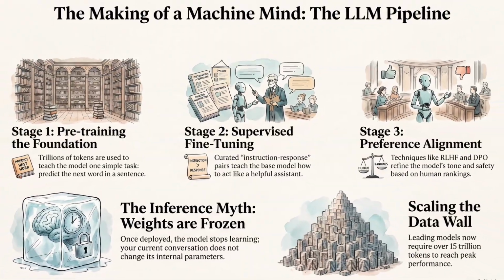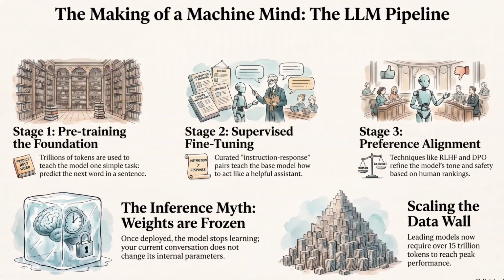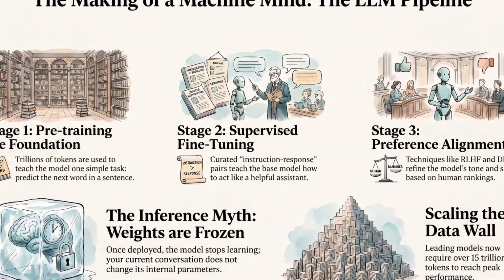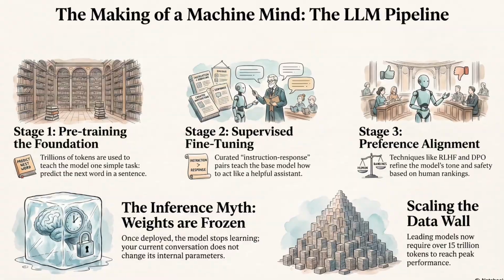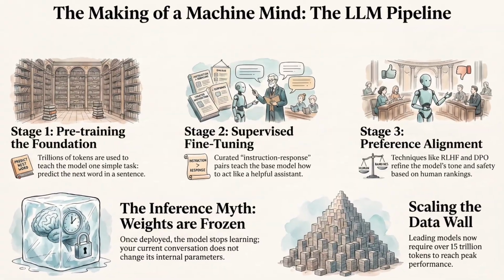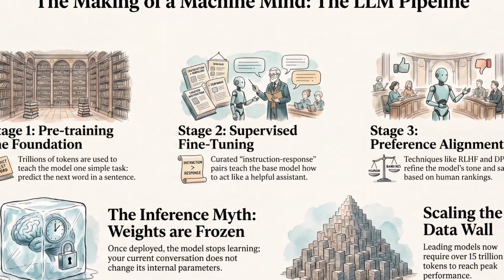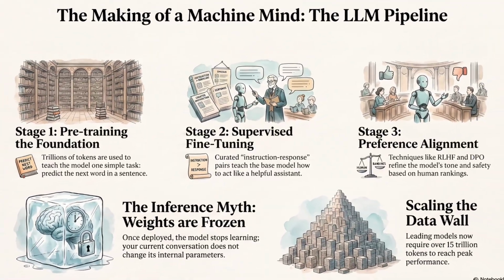Wait, if centering the mean is computationally heavy and RMS norm just skips it, doesn't the model lose stability? That was the initial fear. But the math proved otherwise. Skipping the mean centering saves significant computational overhead, and the network remains perfectly stable during training. It is a pure efficiency win.